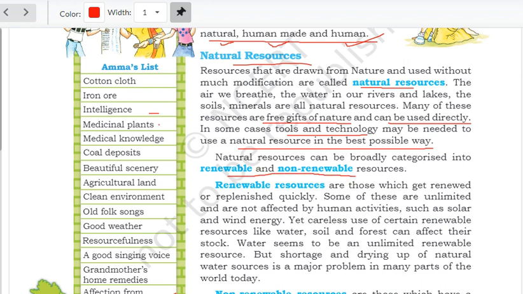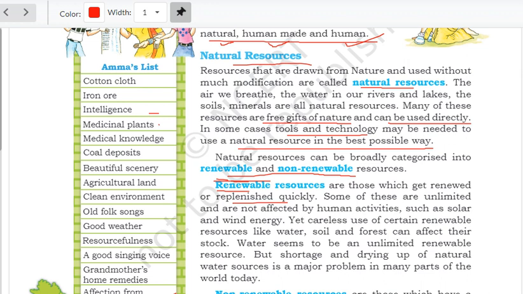Natural resources can be broadly categorized into two categories: renewable and non-renewable resources. What are renewable resources? Renew means to make new again, fresh. So renewable resources are resources that can be renewed. Renewable resources are those which get renewed or replenished quickly. Replenished means fulfilled. These resources get replenished quickly.